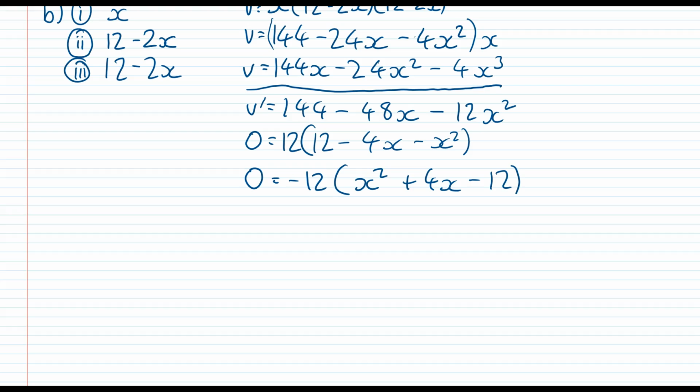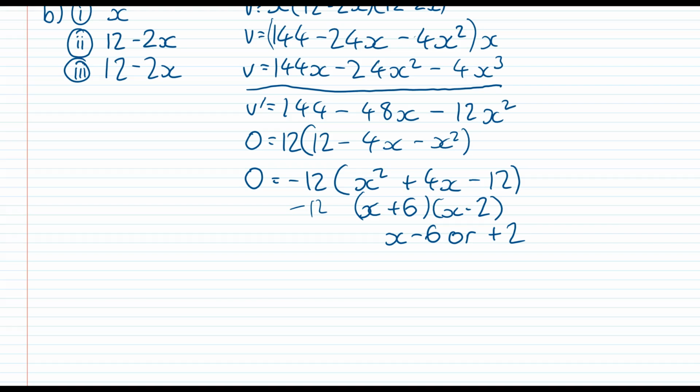minus 12. Okay, the two things that times together to give us minus 12 are minus 2 and minus 6. And minus 6 is the bigger one, so it wants to be a plus. So x plus 6, x minus 2, minus 12. Okay, so now I've got those two things. We know that x can be negative 6 or positive 2.